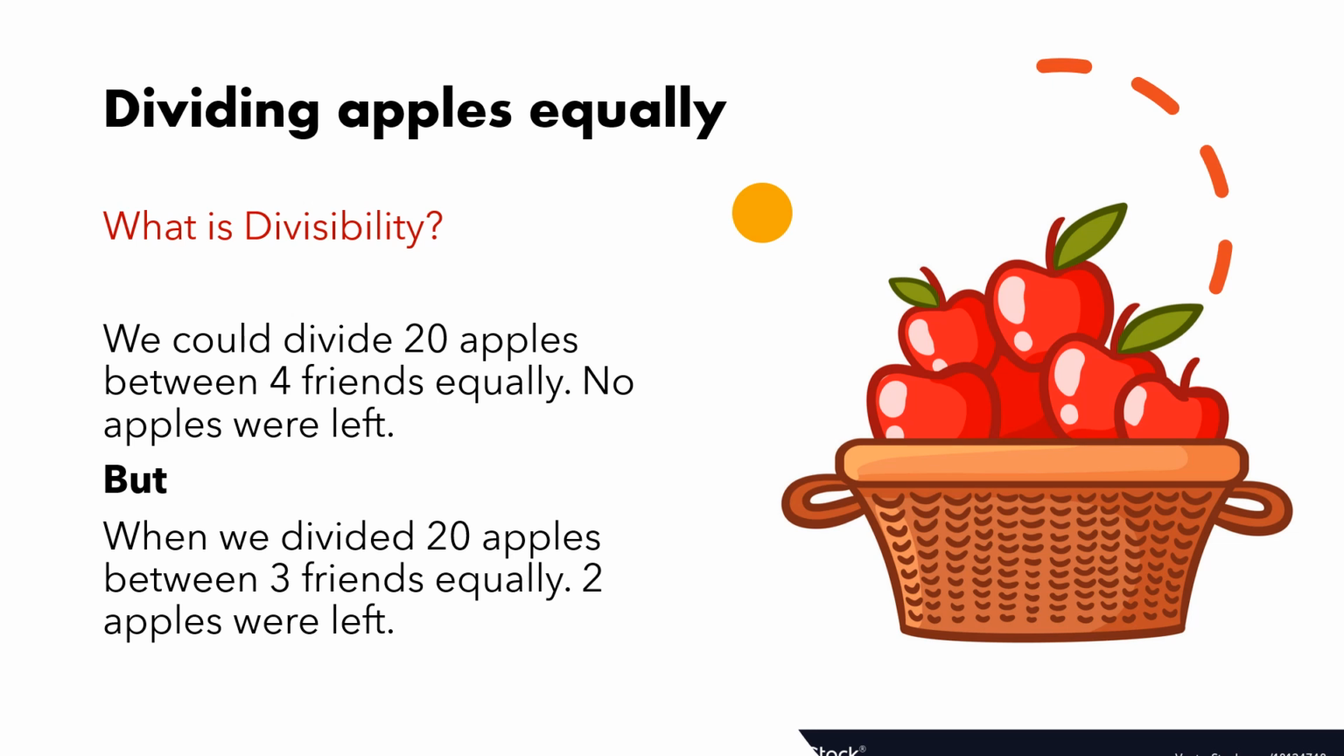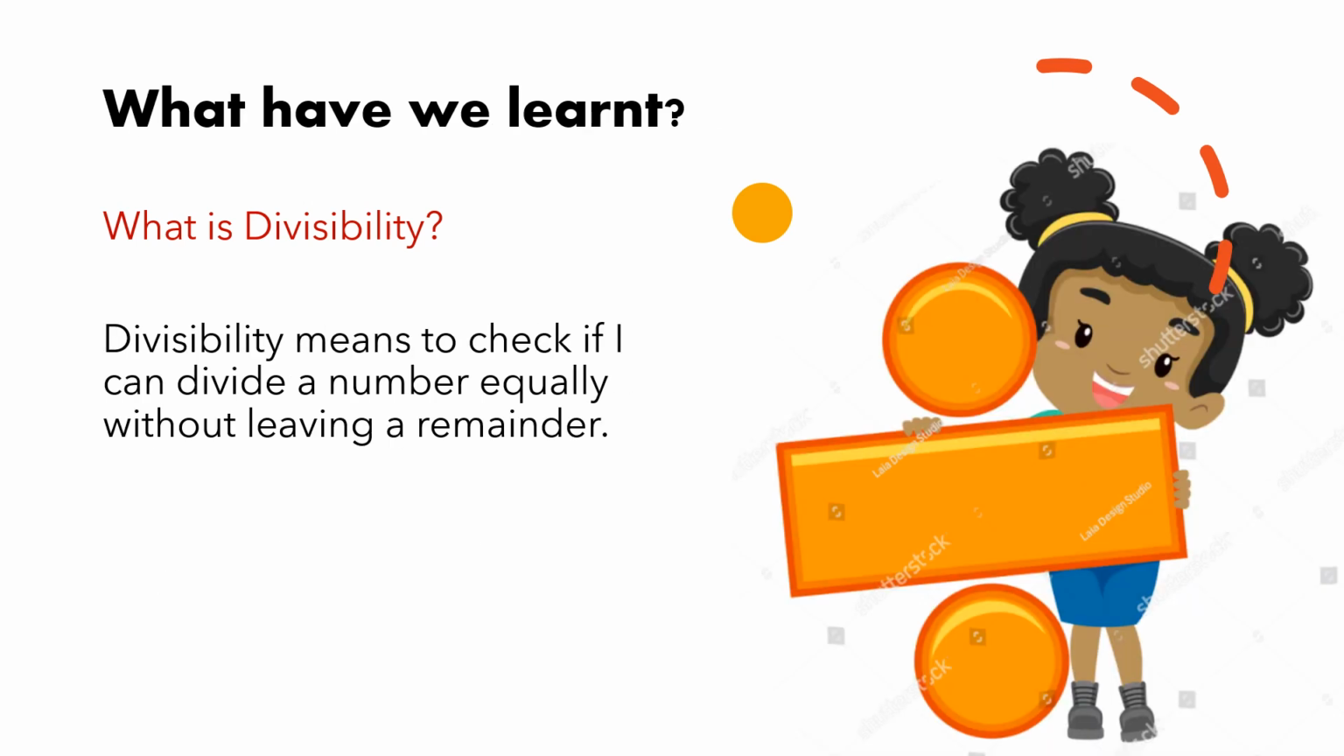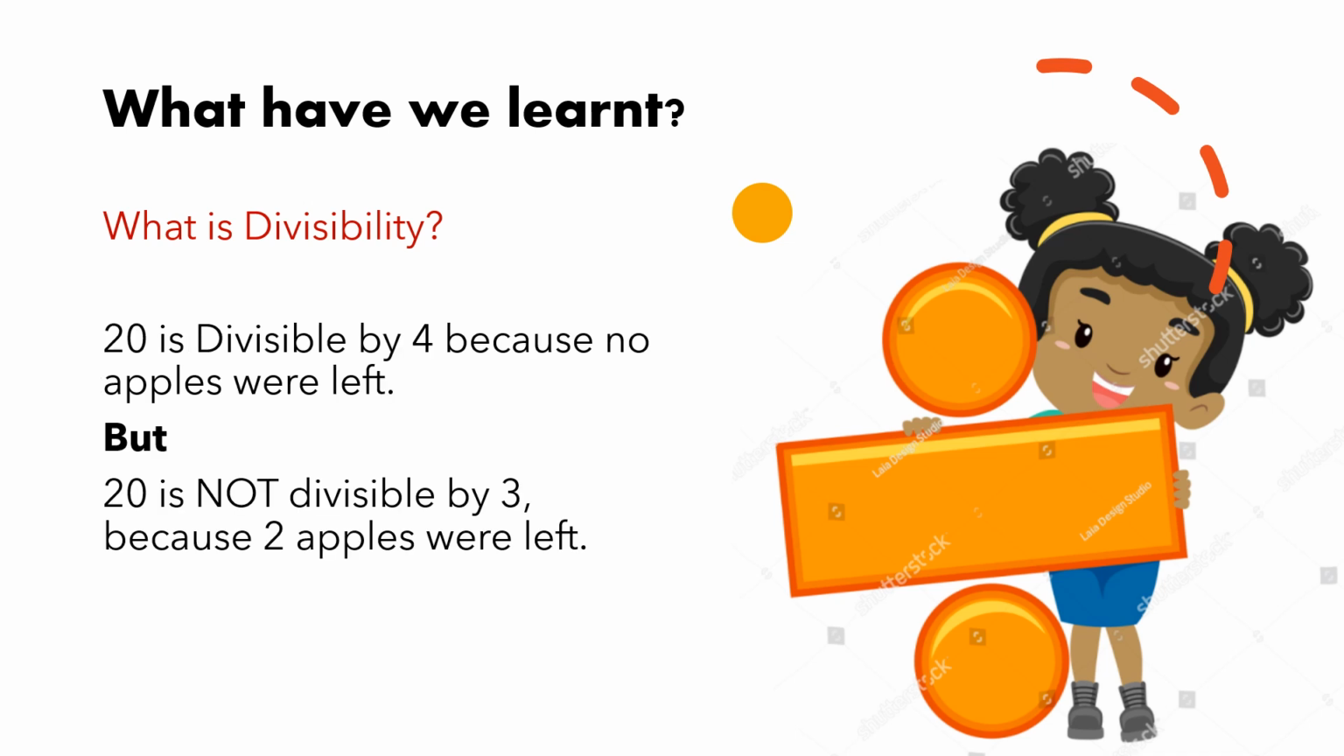Here we saw that we could divide 20 apples between 4 friends equally and no apples were left in the basket. But when we divided 20 apples between 3 friends equally, 2 apples were left in the basket. So divisibility means to check if I can divide a number equally without leaving a remainder. In this example, 20 is divisible by 4 because no apples were left in the basket. But 20 is not divisible by 3 because 2 apples were left in the basket.